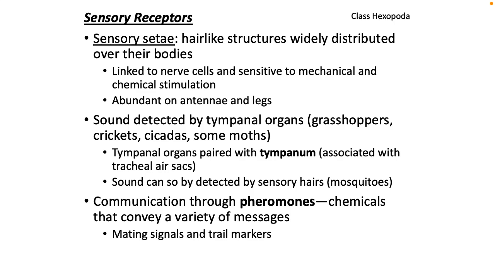For sensory receptors, a lot of them are covered in hair-like structures all over their bodies, which we call setae, and it helps them respond to their environments. You see them a lot on the antennae and the legs. They sense sound through vibrations via tympanal organs. You'll see that on your grasshopper, but it can also be detected by the sensory hairs, like in mosquitoes. A lot of times they use pheromones to communicate with one another: mating signals, trail markers for food, like with ants, and moths use pheromones to lure a male to a certain area.